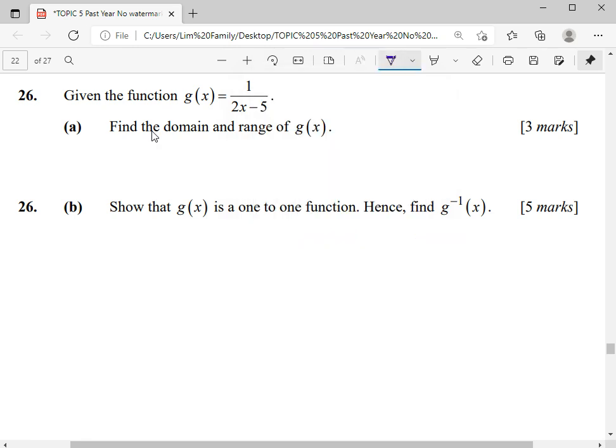For the domain, we are looking at our x, where the denominator cannot equal 0. So we have to do some calculation. The denominator cannot equal 0, so x cannot take the value of 5 over 2. When x takes the value 5 over 2, it will make our function undefined. So the domain of g(x) is x not equal to 5 over 2.